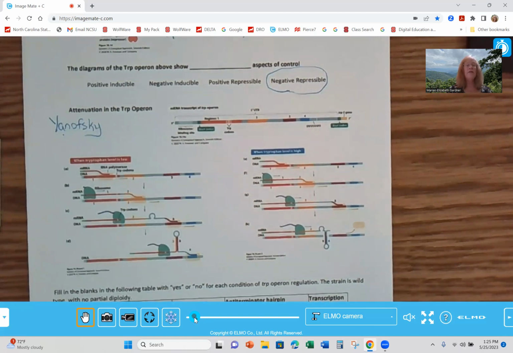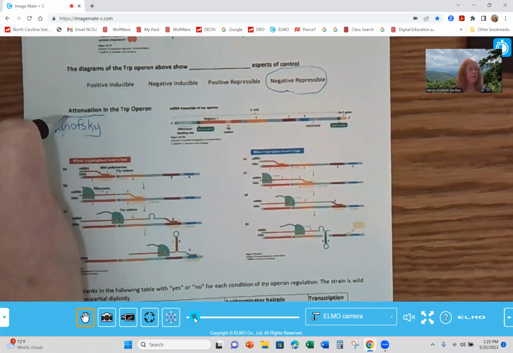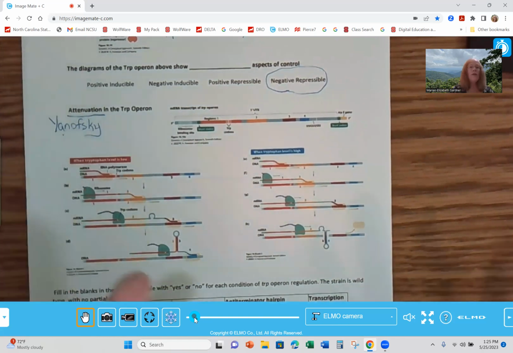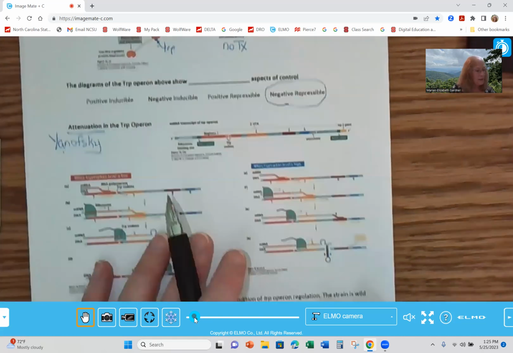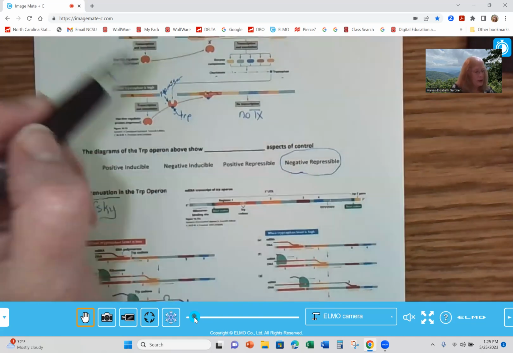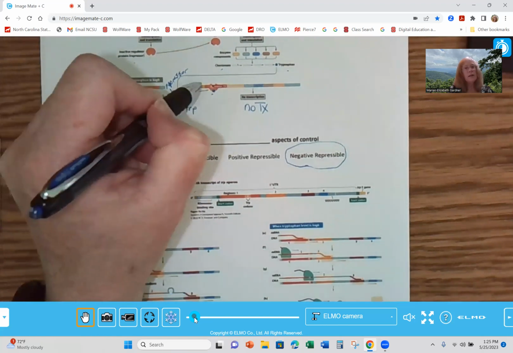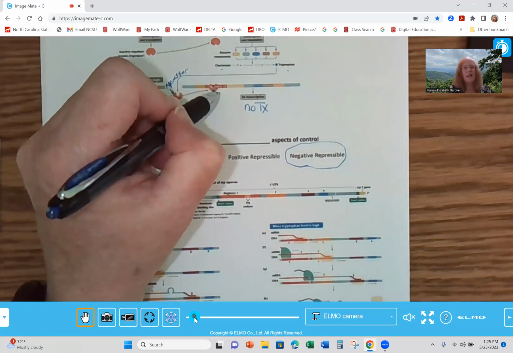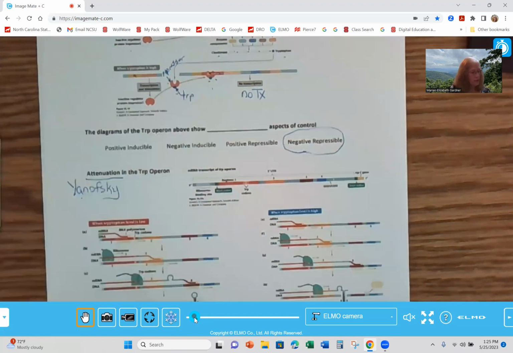He also figured out this unique aspect in the trp operon called attenuation. So when there's not tryptophan present, sometimes, when there is tryptophan present, sometimes, even though this is blocked, RNA polymerase manages to go ahead and start. So we don't want transcription to occur here.